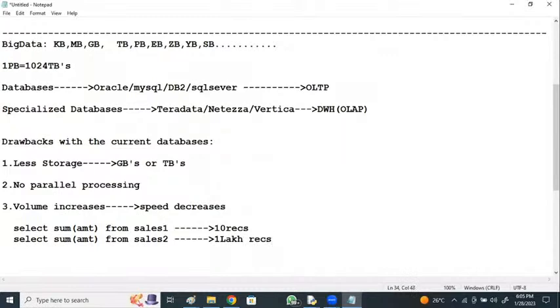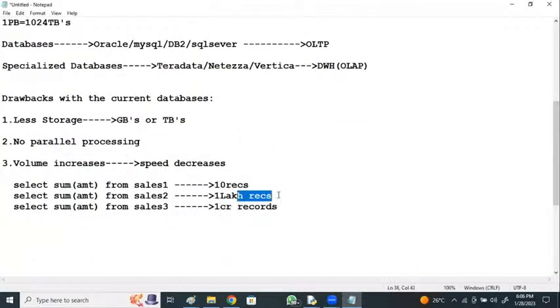Total amount from sales one, 10 records. Total amount from sales two, 1 lakh records. And another table with 1 crore records. So, 10 records, 1 lakh records, and 1 crore records. Which query is going to execute faster among these three, either 10 records, or 1 lakh, or 1 crore? Which one is going to execute faster?